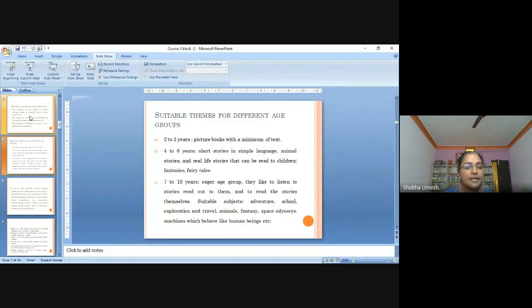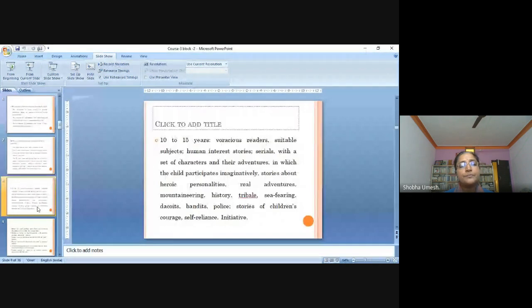The next group, 10 to 15, are voracious readers. They prefer subjects like human interest stories, serials with a set of characters and their adventures, and stories in which the child participates imaginatively. Even they start imagining themselves in the place of the characters, and they visualize themselves in that particular character.